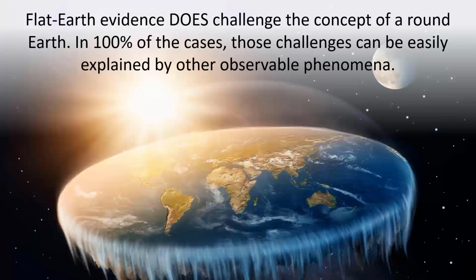So flat Earth evidence, because it's real and it's legitimate, does challenge the concept of a round or spherical Earth. However, like I showed you with the example of the guy in the boat, in 100% of the cases, those challenges can be easily explained by other observable phenomena like light refraction. It's quite easy. And oftentimes when we have a mountain of evidence in support of one hypothesis and a shred of evidence against that hypothesis, usually there's something fairly easy that can explain it away.